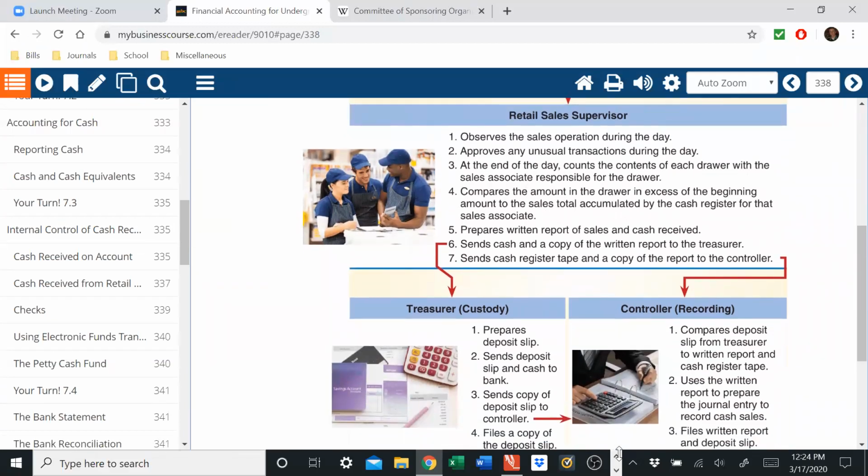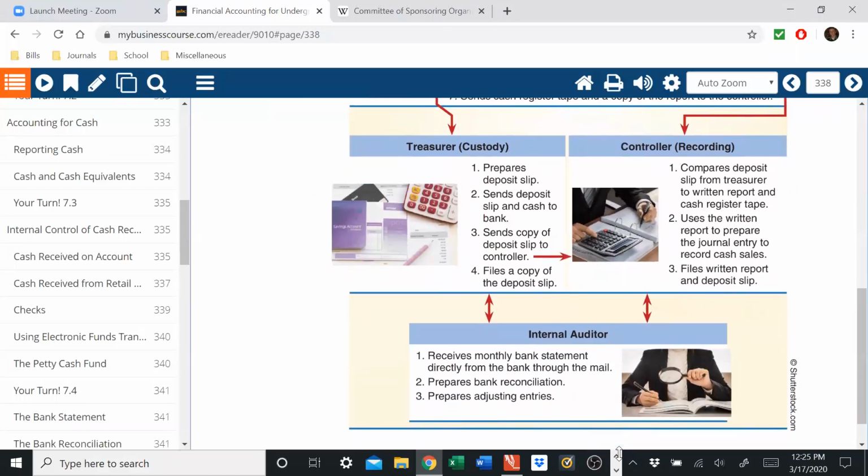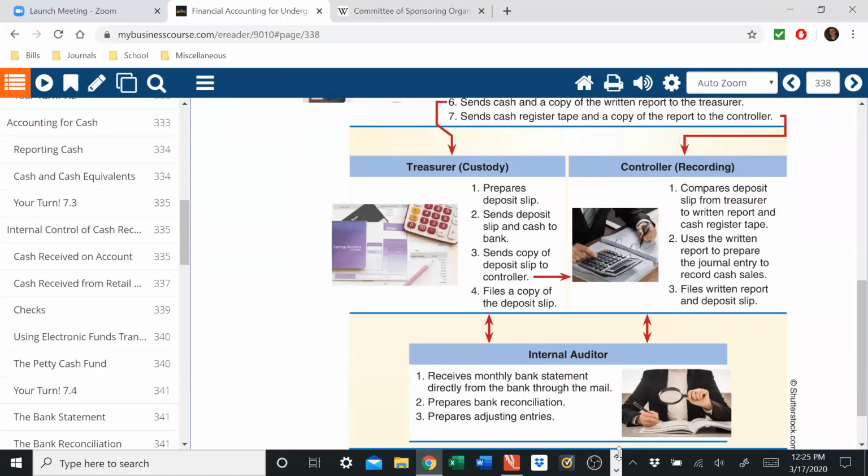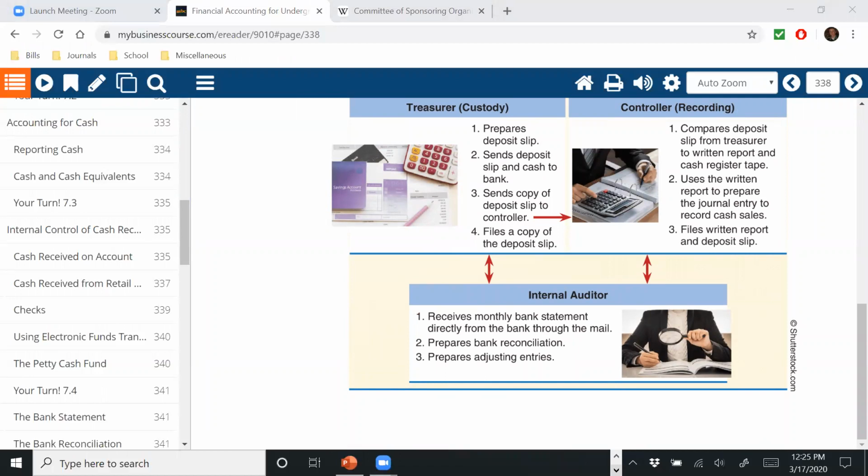Also, once the retail sales supervisor compares these things at the end of each day, they prepare a written report of the sales and the cash received. They send the actual cash from the drawer and a copy of the written report to the treasurer. And then they send the cash register tape and a copy of the report to the controller. The cash register tape is like a printout from the cash register of all the things that were purchased that day by customers at that register. So that's a summary of the internal controls in place over cash received in a retail sales area. You definitely should know that in general.